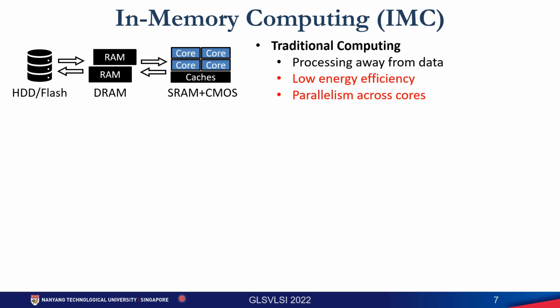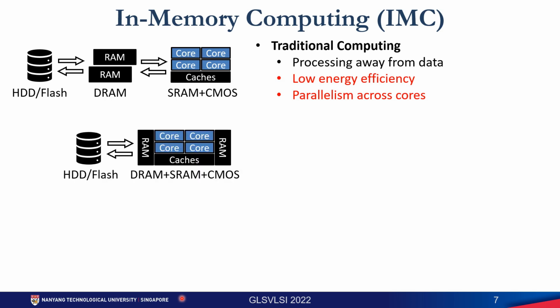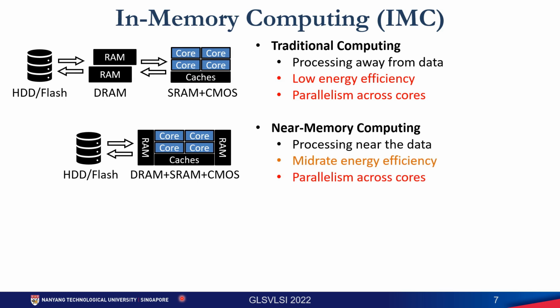On the hardware side, to reduce the data movement between memory and the processing units, researchers put the memory and the processing units on the same chip. This is named near-memory computing. It reduces the data transfer overhead, but it does not reduce the data movement.